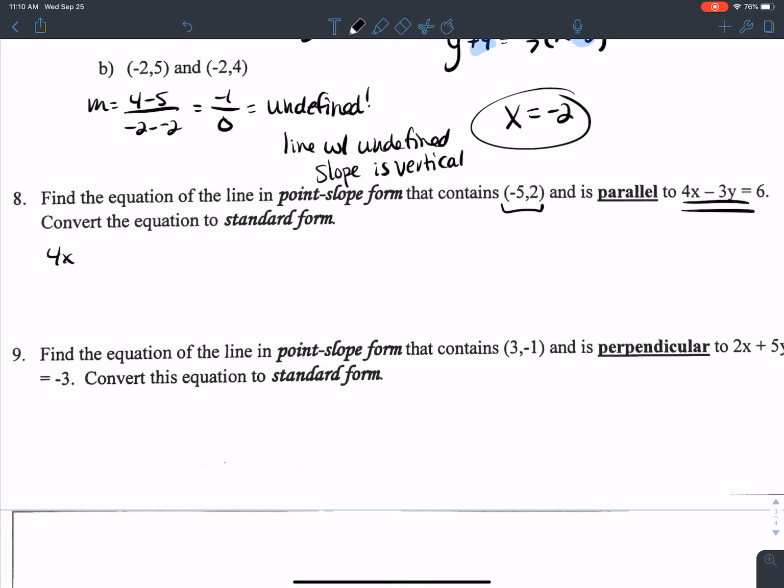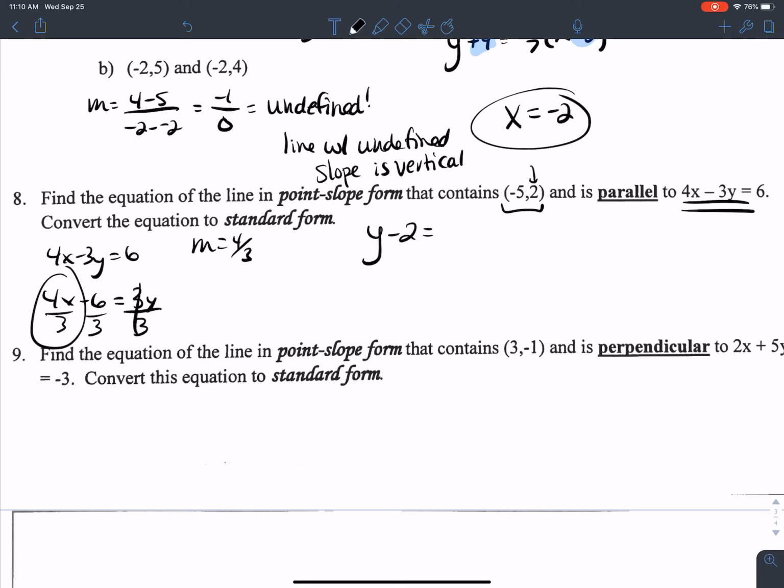So a lot of times we just turn that into y equals form. So 4x minus 6 is the same thing as 3y. So I divide everything by 3, and then I can see that the slope is 4/3. So if the slope is 4/3, I can use my point slope form. So y minus the y value of 2 is equal to the slope of 4/3. And then in parentheses, x minus the x value, but in this case, it's a positive 5.